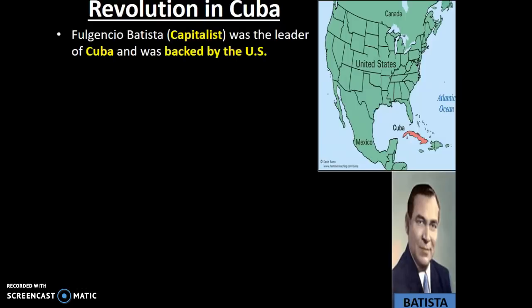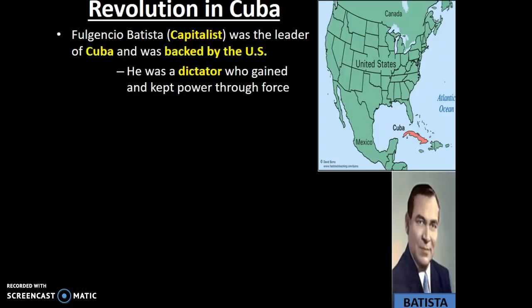Now, before the Cold War starts, there was a guy right here by the name of Fulgencio Batista. He is a capitalist, and he was the leader of Cuba. Now, because he was capitalist, the United States supported him, and the United States wanted to make sure that he continued to have control of Cuba. The only problem was that Fulgencio Batista was a dictator. And because he was a dictator, he wasn't very popular in Cuba, and he didn't have a lot of support from the Cuban people.